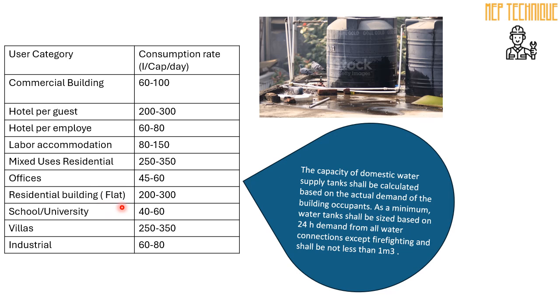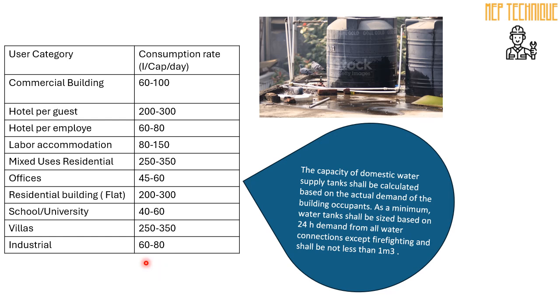Residential building, if there is only residential, like only flats are available, then the consumption would be 200 to 300. So you need to note one thing here: if there is a mixed user residence, the water consumption will be 250 to 350. If it is completely residential, then 200 to 300 liters per day. Schools, such as educational facilities, school and university, the water consumption for teachers and students would be 40 to 60 liters per day, and villas 250 to 350, and industrial areas such as a company or any industrial area, each person will consume 60 to 80 liters per day.